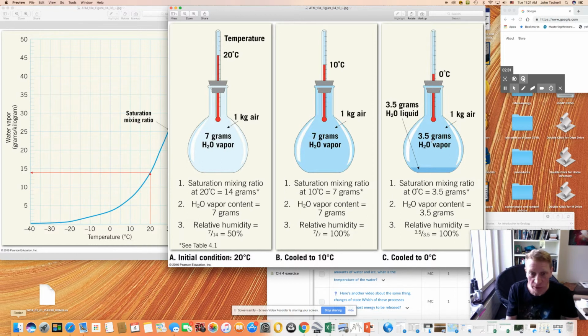So it's pretty easy to find the dew point temperature. Find out what the mixing ratio is over here, go over to the line and down, and read off what the temperature is, because that temperature will be saturated.